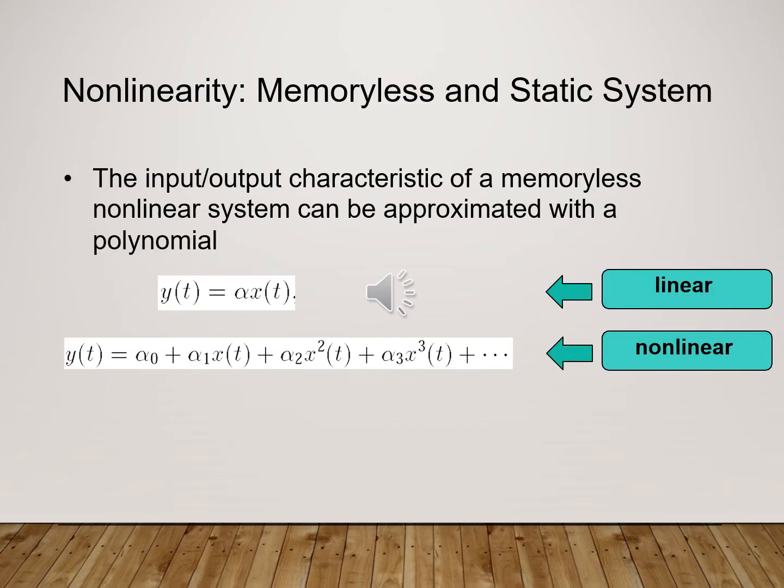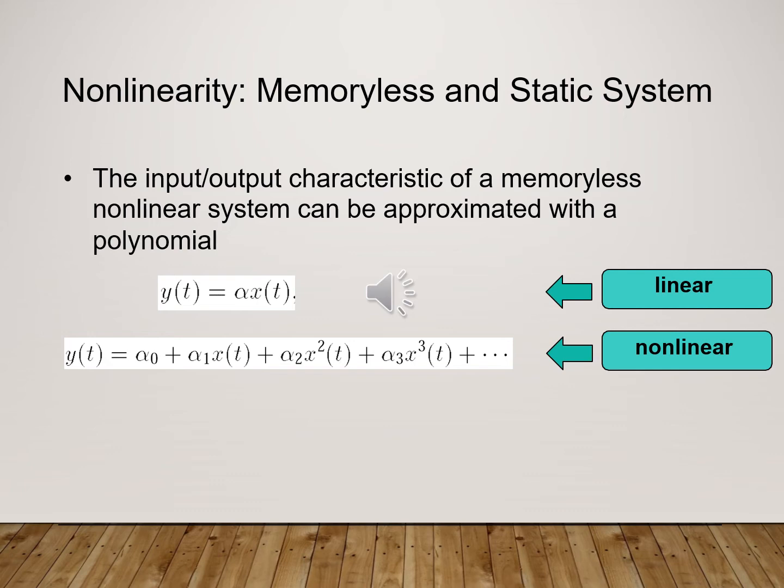Nonlinear memoryless or static system. First, as you recall, a memoryless or static system does not need memory. It means it processes the input and output signals taking place at the same instant. So the input-output characteristic of a memoryless nonlinear system can be approximated with a polynomial.